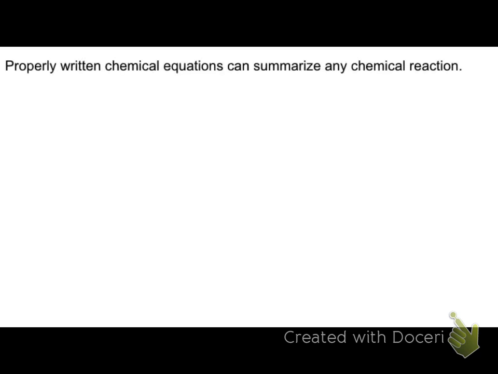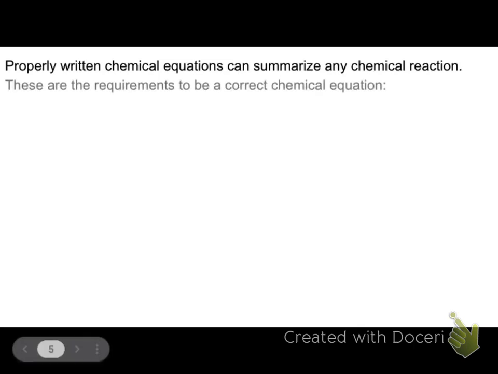A properly written chemical equation can summarize any chemical reaction. These are the requirements that you must meet in order for your chemical equation to be considered correct. Okay? And I'm just going to go ahead of you here and say, writing a correct chemical equation is a skill that takes time to master. So if you cannot do this right away, please don't give up on me. We are going to get you there. Okay? It's just a skill that requires lots of practice because there are lots of moving pieces.